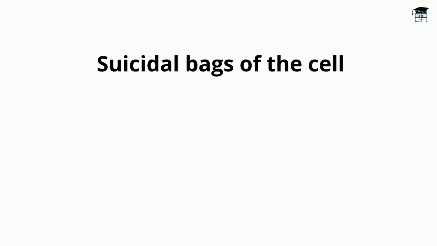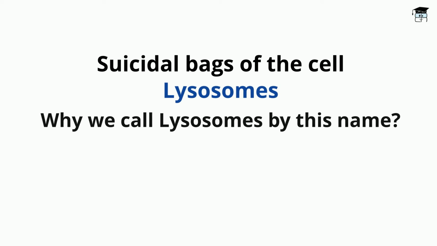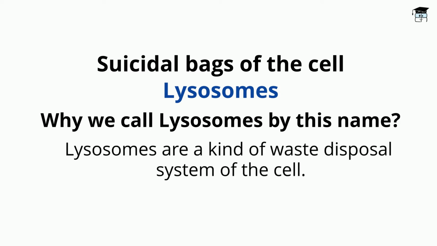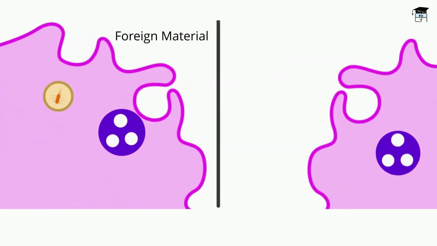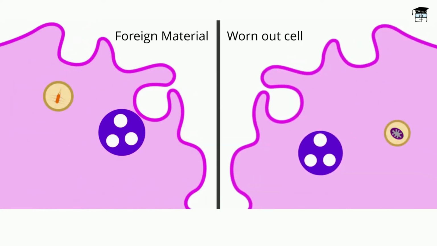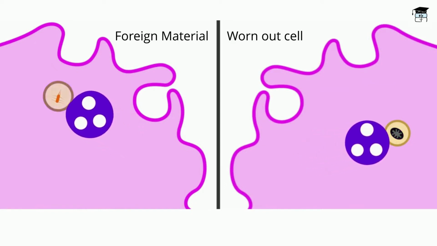Now, let's study the suicidal bags of cells. Lysosomes. One must wonder why we call lysosomes by this name. So let's explore its answer. Lysosomes are a kind of waste disposal system of the cell. These aid in the cleaning of the cell by digesting foreign material as well as worn-out cell organelles by breaking complex substances into simpler substances.